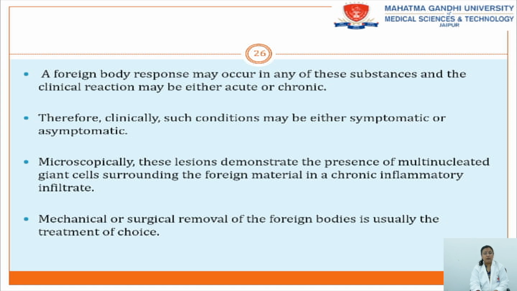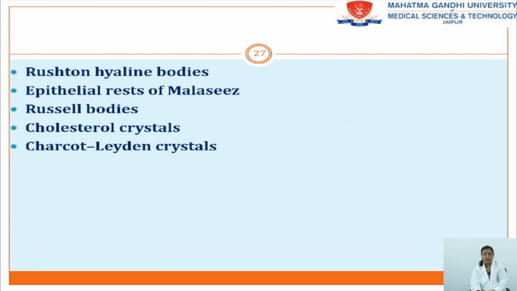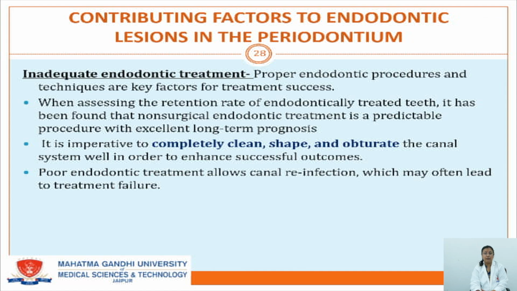Mechanical or surgical removal of the foreign body is usually the treatment of choice, and it should be done whenever we find foreign bodies in the gingival pocket or in the periodontal apparatus. Other foreign bodies that can be isolated are Rushton hyaline bodies, epithelial rests of Malassez, Russell bodies, cholesterol crystals, and Charcot-Leyden crystals. Now coming to various contributing factors to endodontic lesions in the periodontium.